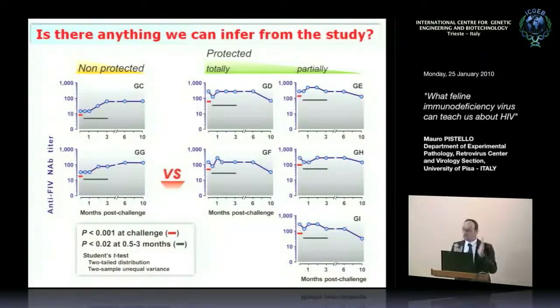So the five animals which were, I would say, totally or partially protected have a higher neutralizing antibody titer as compared to the non-protected animals. And it was strongly significant.